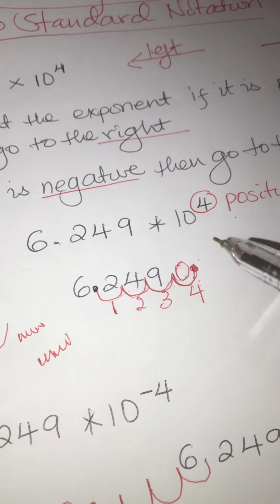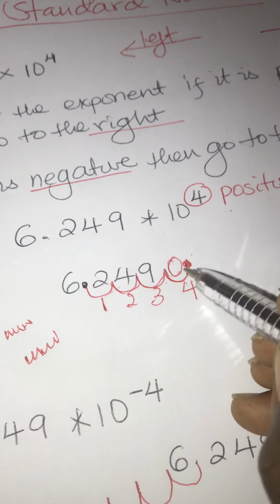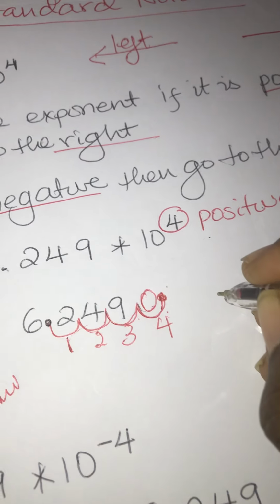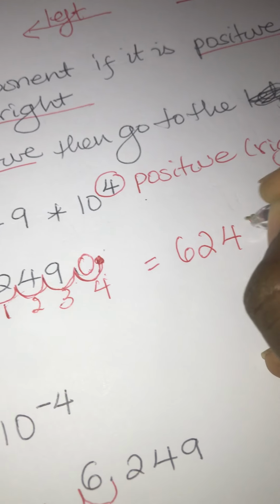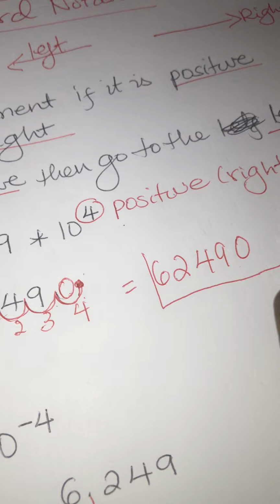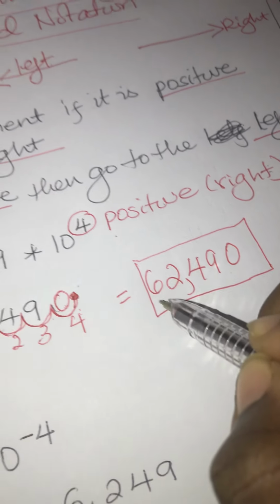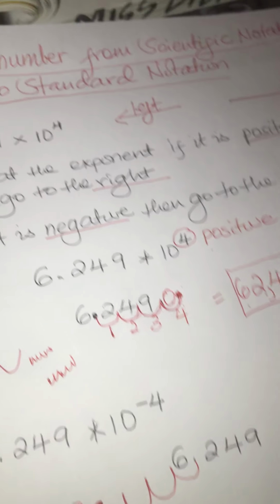Now let us write our answer. Our decimal is no longer here. It has moved. It has come here. Okay? So our answer is what? And you box it just like that, and you put your comma. 62,490. Okay? How do I check?